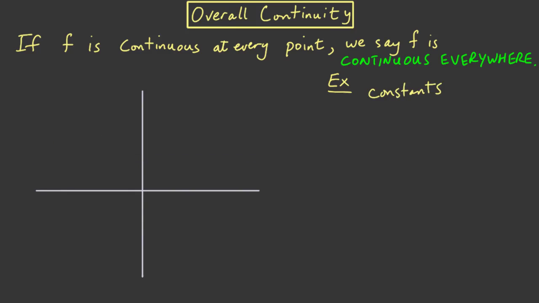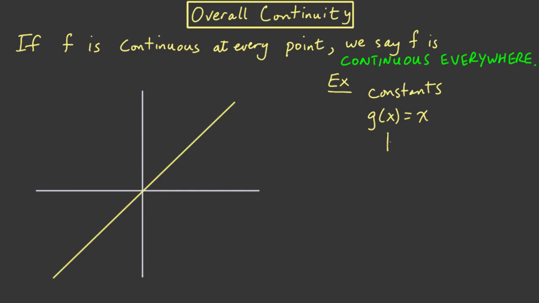Let me give you a few other basic functions that are continuous everywhere. We're not going to prove that they are, but you should feel free to use the fact that these are continuous. We can take g of x equals x, and this too is continuous overall. Here's its graph.